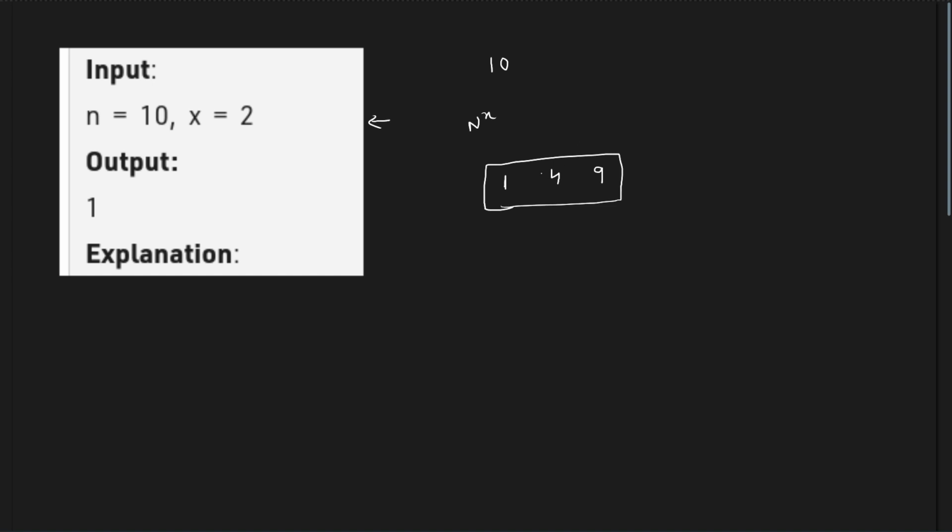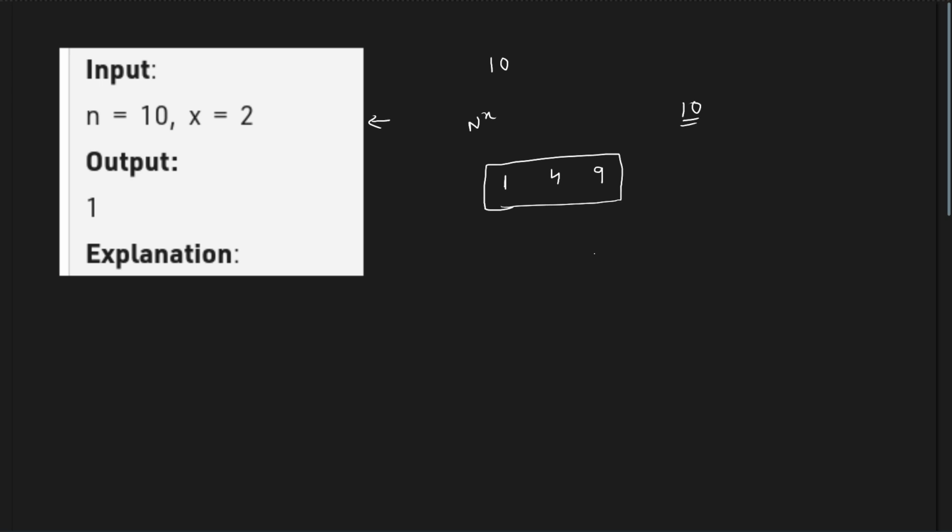For each number, I can either decide to take it or not take it. I cannot take any number multiple times. That is my question, because I want unique numbers. So I have 3 numbers now, 1, 4, 9. I want to take some of them. I don't know which ones I want to take, but I just know I want to make the sum equal to 10. And now I want to find the number of ways.